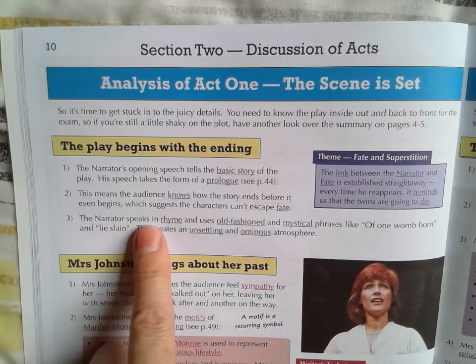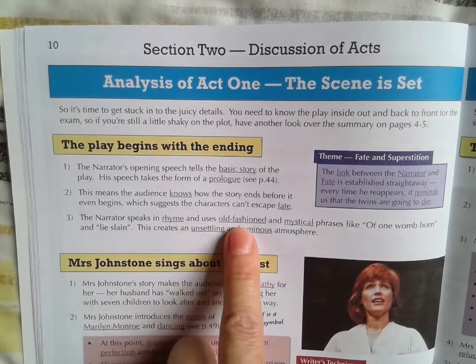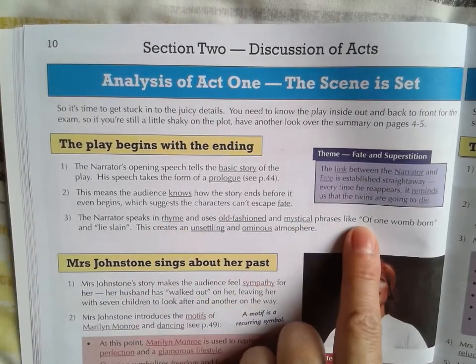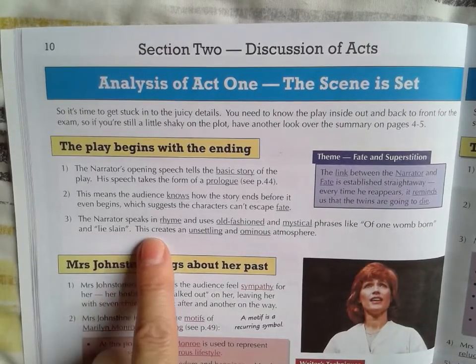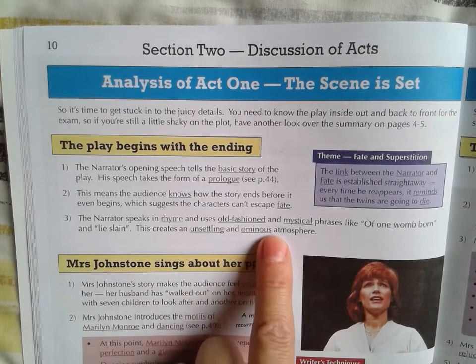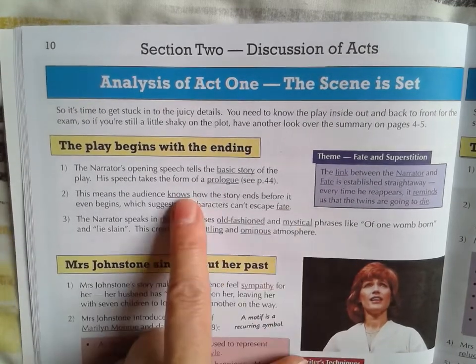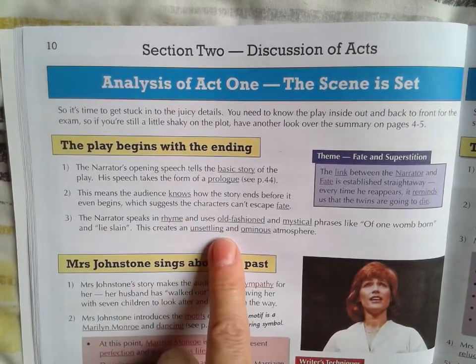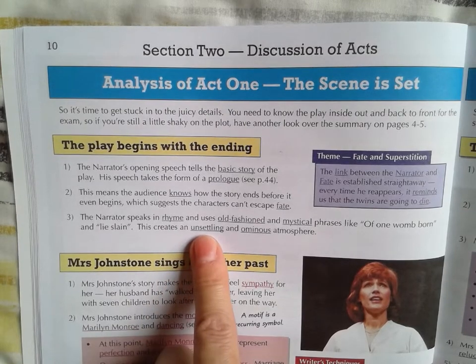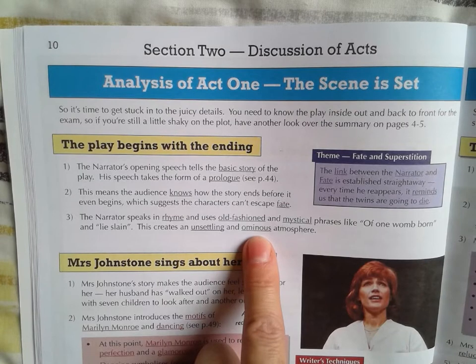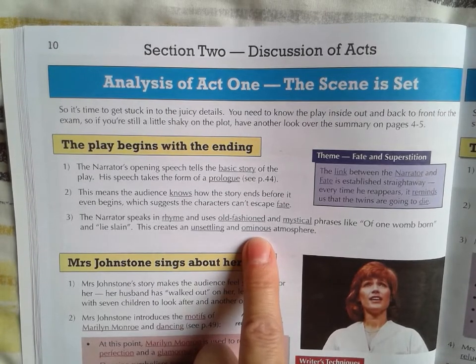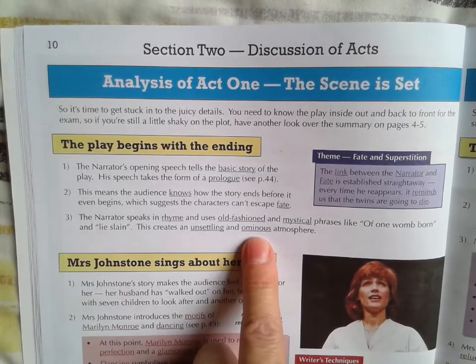The narrator speaks in rhyme and uses old-fashioned and mystical phrases like "of one womb born" and "lie slain," and this creates an unsettling and ominous atmosphere. So try and research all these underlined words. If it's unsettling, it means that it doesn't feel right, and an ominous atmosphere, it's almost like when the hairs go stiff on the back of your neck, or you get goosebumps, that type of feeling in the atmosphere.